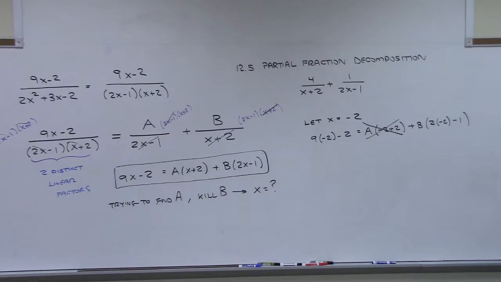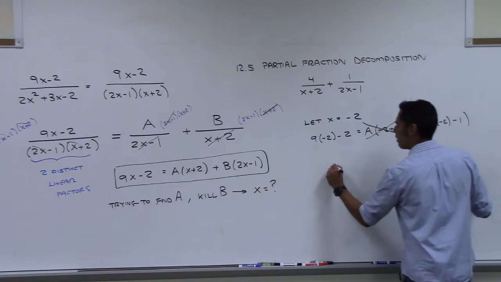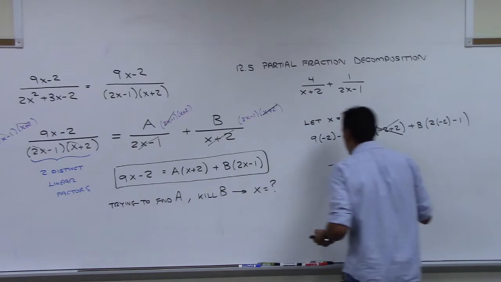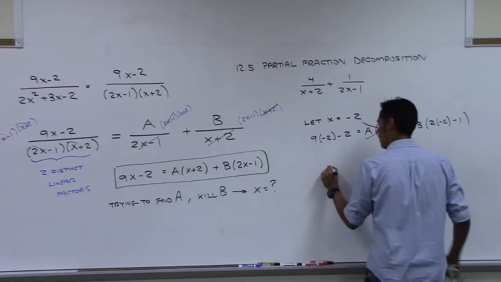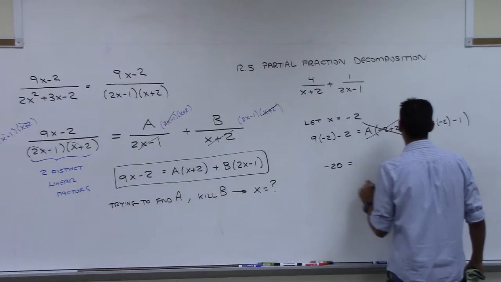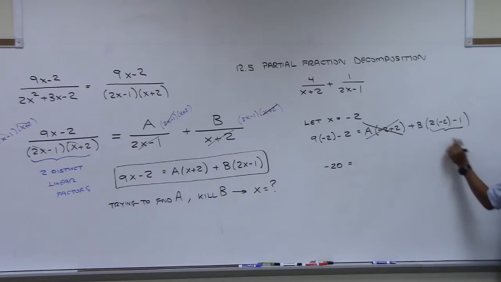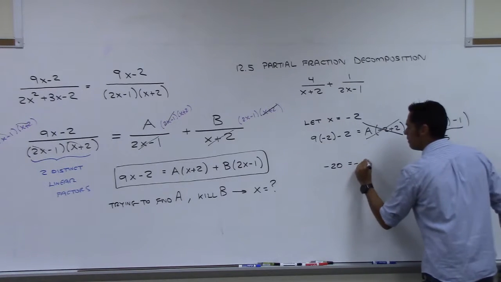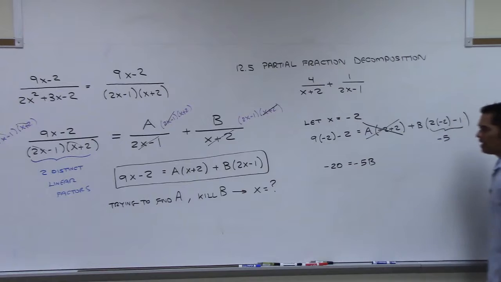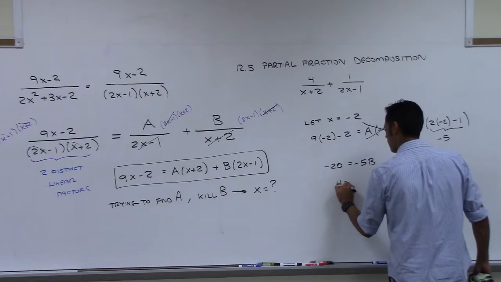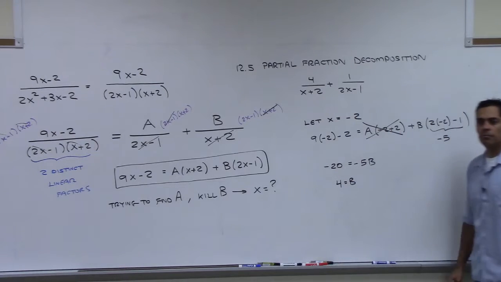What does my left-hand side become? -20. Equals, and then this together right here I believe is -5. So you've got -5b. And if we divide both sides by -5, you get b is 4. There you go.